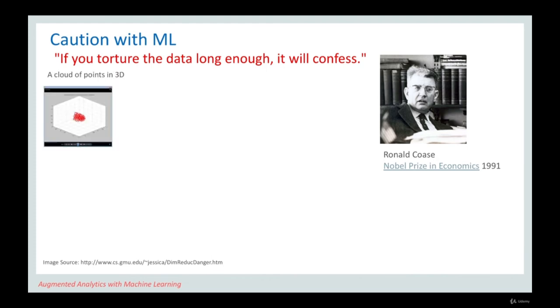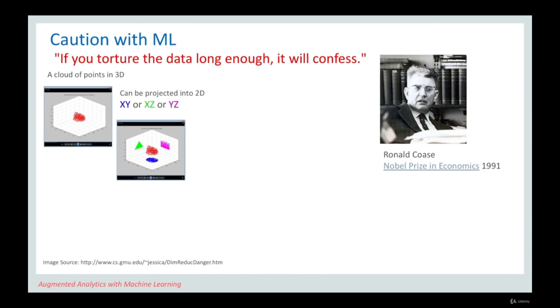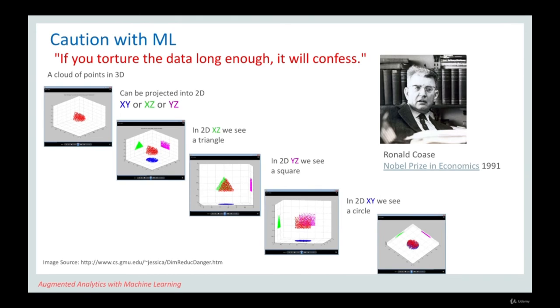For example, if we have a cloud of points in three dimensions, X, Y, and Z, by a feature engineering or dimensional reduction process, the points can be projected into a two-dimensional plane rather than three-dimensional. If we ignore one of the dimensions and present the points in 2D, for example, the XZ plane, we can see the cloud of points looks like a triangle. This could be a discovery, or this could be just a reduction of one dimension producing a certain kind of output, which may not be the desired output. Similar types of results occur on other projections as well.